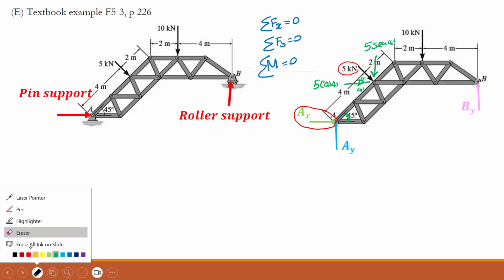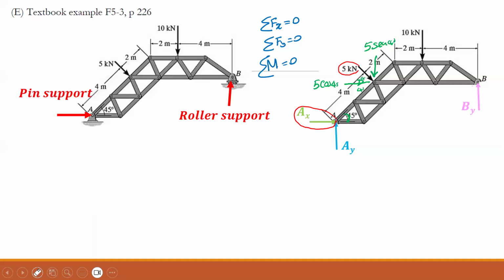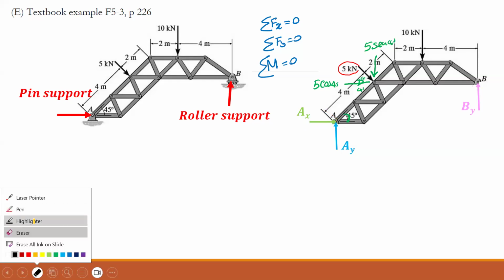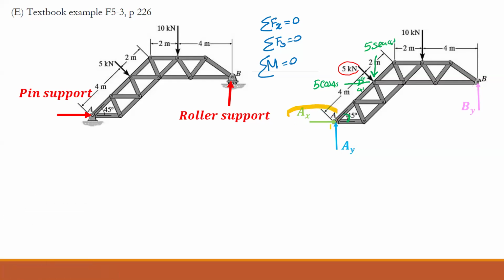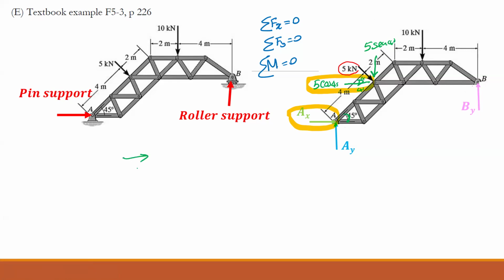Now, if you consider all the forces in the x direction, what are the forces in the x direction? So we have this one and also this one. When you add them together algebraically, considering the direction, with x direction this way positive, we have Ax plus 5 cos 45 equals 0. Do you agree?